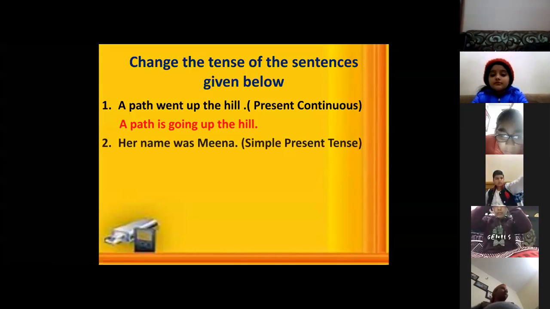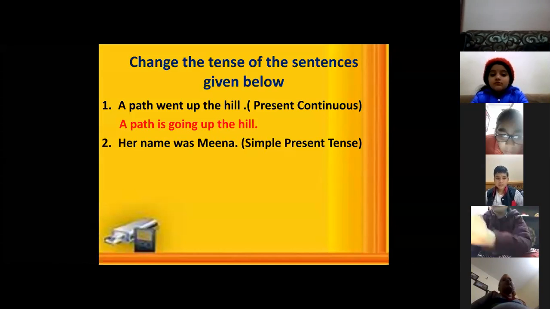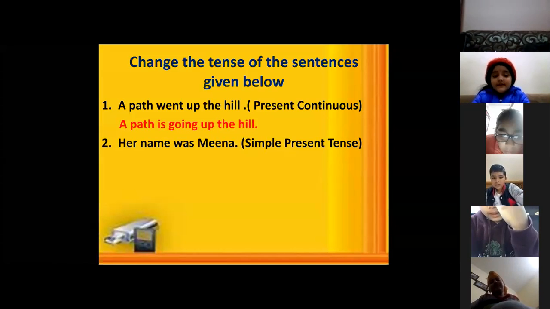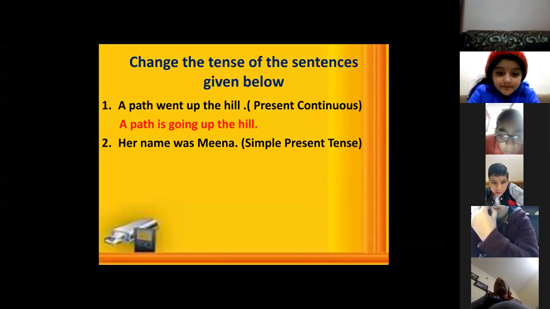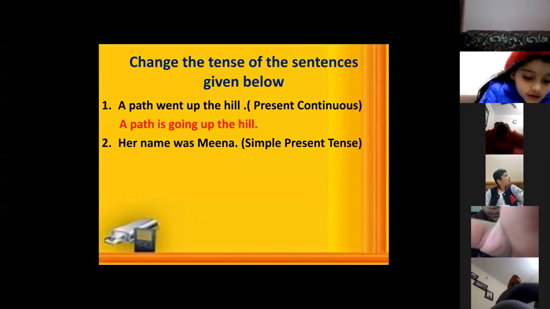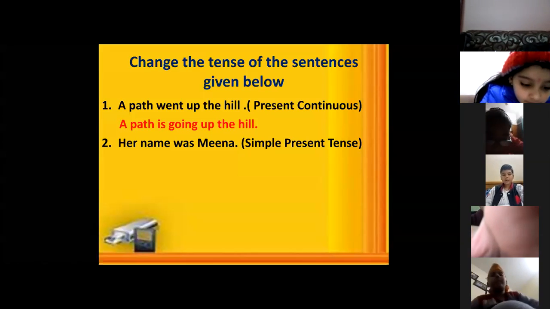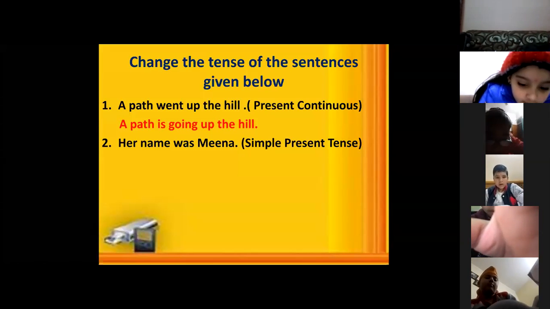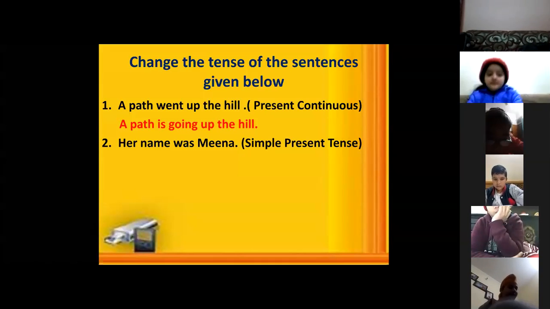Now, the second sentence. Her name was Meena. Change the sentence into simple present tense. Everybody please mute her. It's a request. Her name was Meena. Change this into simple present tense. Okay. Very good. So I am getting the correct answers. Her name is Meena.